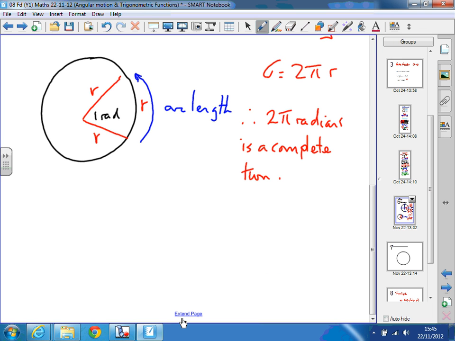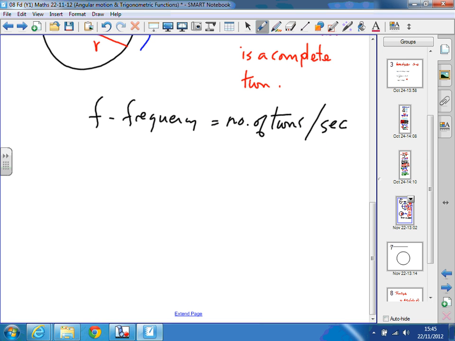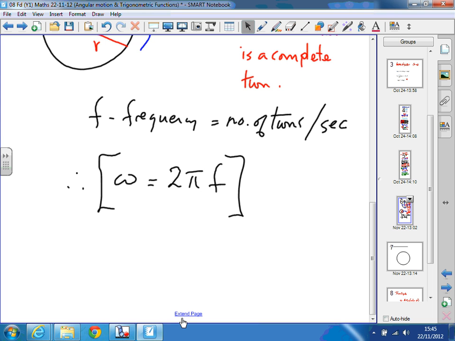If we define the frequency as the number of complete turns per second, which is what we do, then we've got that omega, the angular velocity, is 2 pi times the frequency. And that's a little equation we use a lot that relates the frequency of rotation with the angular velocity. And we used that this morning when we were thinking about those torsion equations.